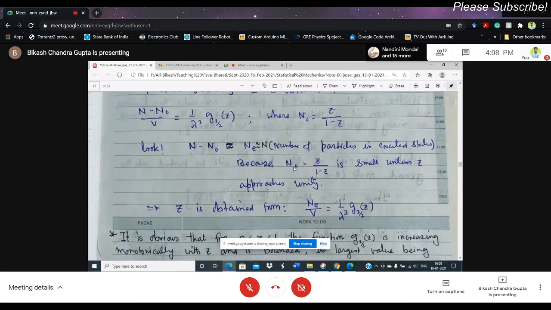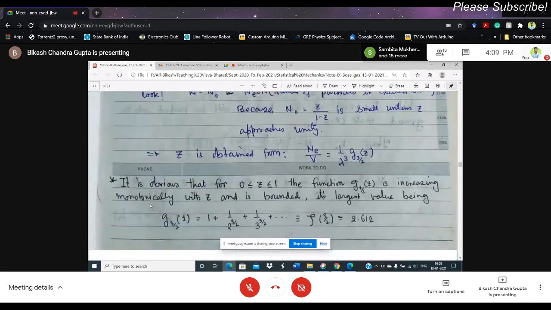Now, because N0 is z by 1 minus z, it is a small value unless z is approaching unity. Then z is obtained from this equation. This N minus N0 is Ne. So Ne by V is 1 by lambda cubed g3/2(z). Okay, this is the equation.